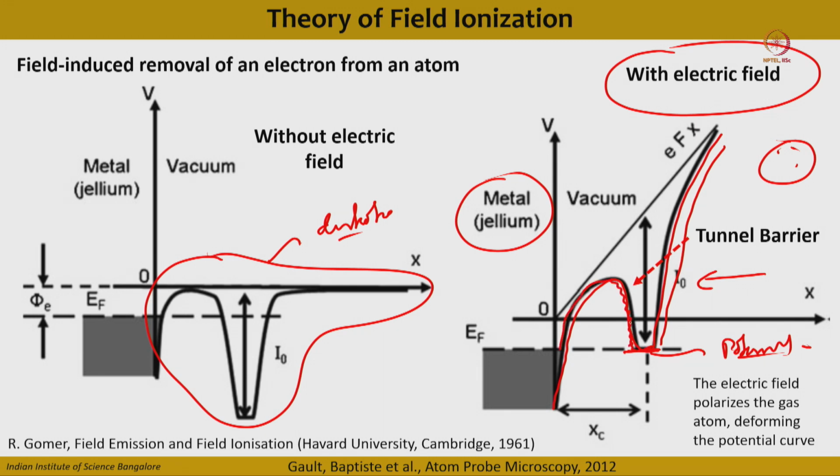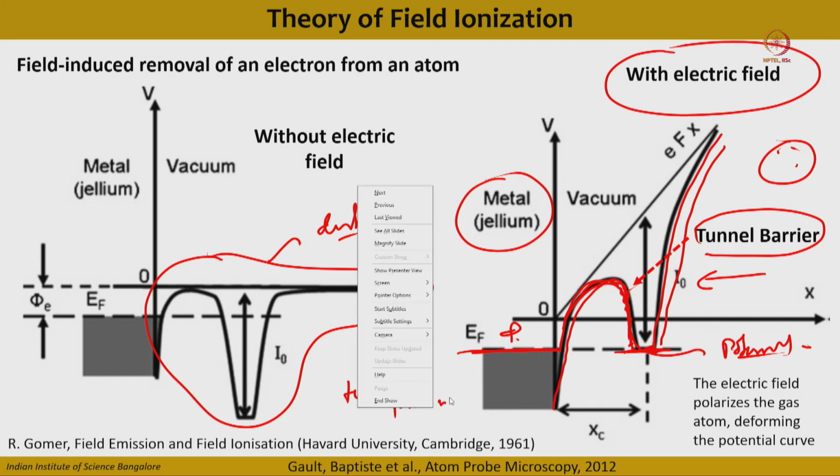This particular hump is called the tunnel barrier. So the electric field you have applied should be enough such that the minimum potential energy of that particular gas atom should be above the Fermi level or work function of the metal surface. The position of this minimum potential energy should be equal to or higher than the EF, the Fermi energy of that metal. When it is equal or higher, the tunneling process can take place.